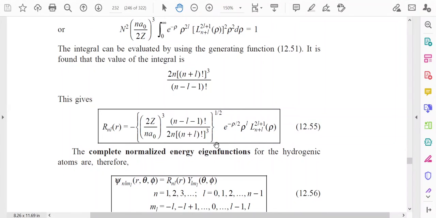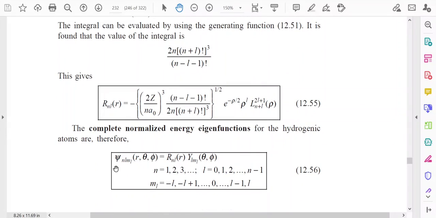You see that there is some constant there, an exponential term multiplied by rho to the power L, and this is the Laguerre polynomial function. This is the radial part. So what will be the complete wave function? Remember that in the beginning of the solution of the differential equation, we assumed psi(r, theta, phi) and separated it into two parts. First is the radial part R_nl(r), and the next one is the angular part Y_lm(theta, phi).